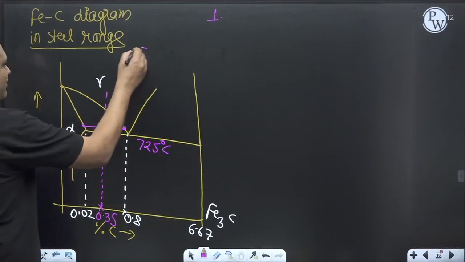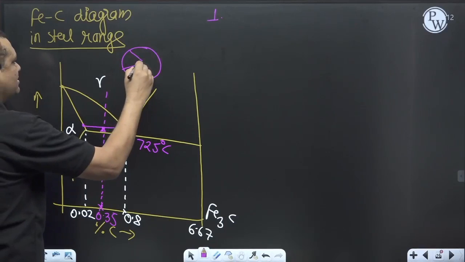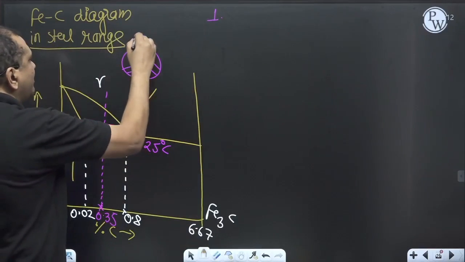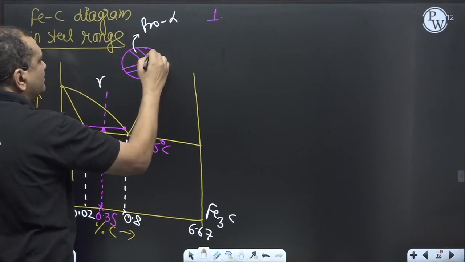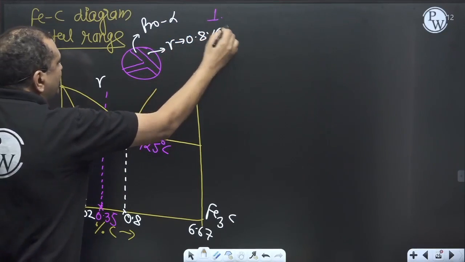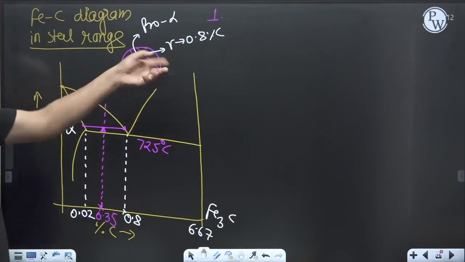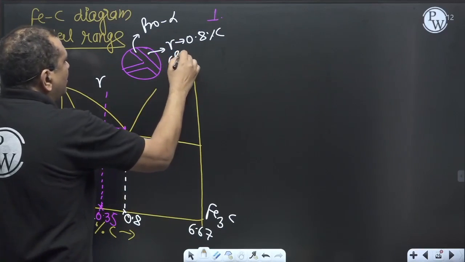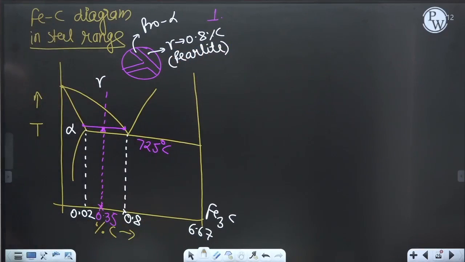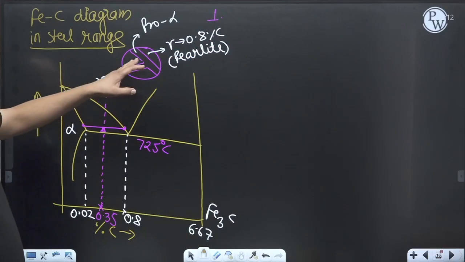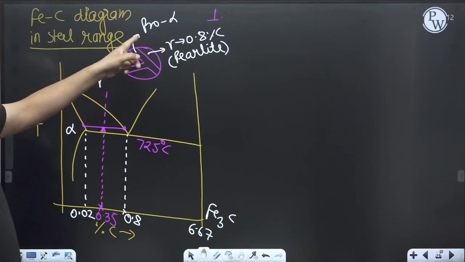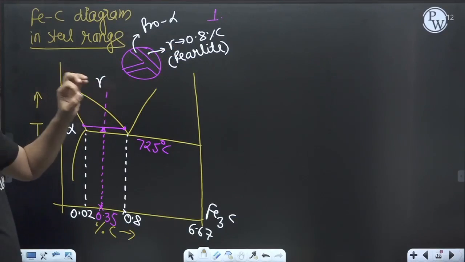The microstructure will be here like this. At the grain boundary it will be pro alpha, and within the grain will be austenite having 0.8% carbon, and the austenite with eutectoid composition is called pearlite. 0.8% carbon austenite is called pearlite, and at the grain boundaries whatever alpha is there, it is called pro-eutectoid ferrite.